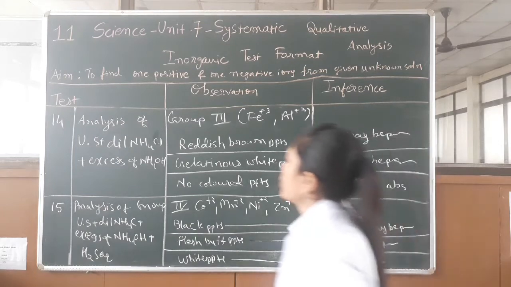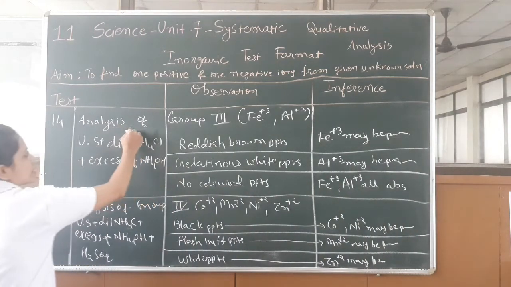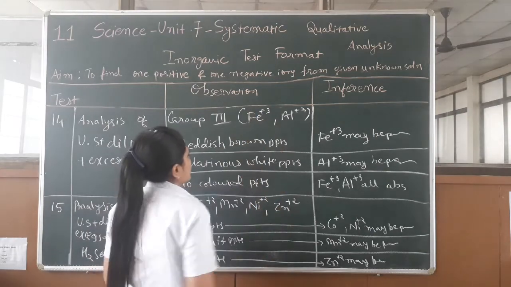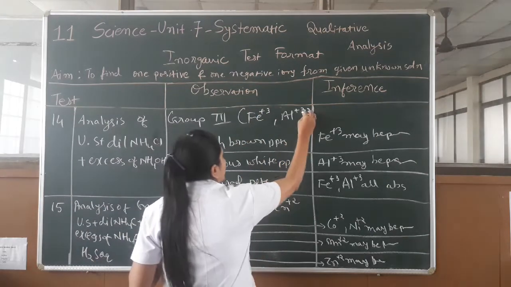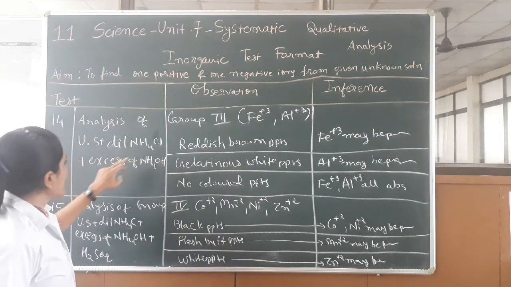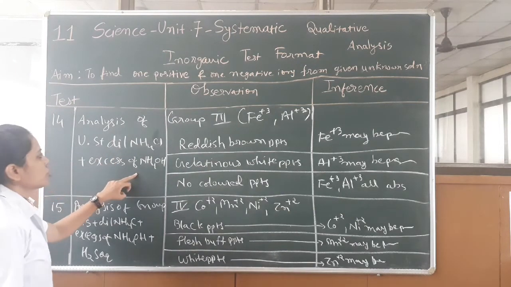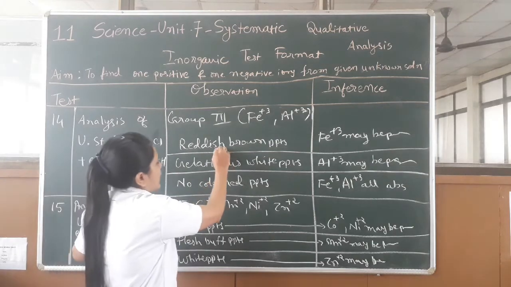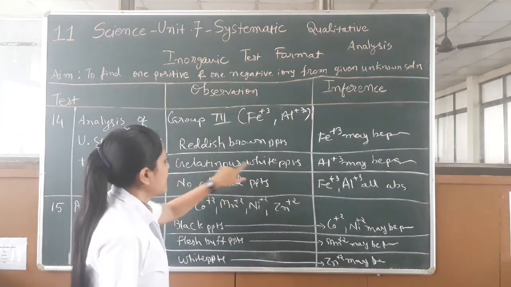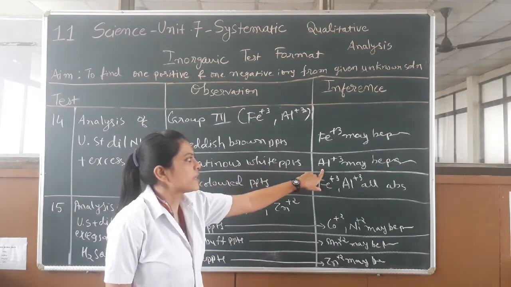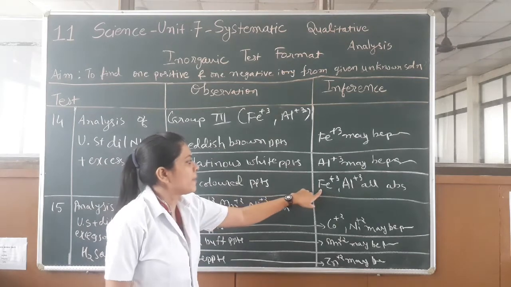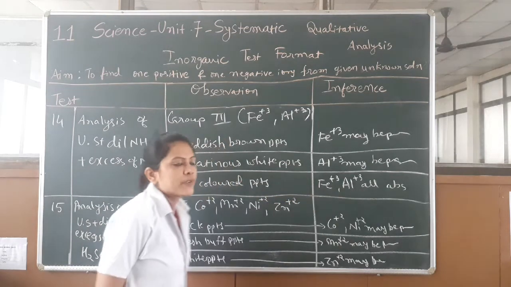Let's move. Test number 14 is analysis of group third, Fe+3 and Al+3. Unknown solution, dilute NH4Cl, excess of NH4OH. If reddish brown precipitates, Fe+3 may be present. If gelatinous white precipitates, then Al+3 may be present. If no colored precipitates, Fe+3 and Al+3 are all absent.